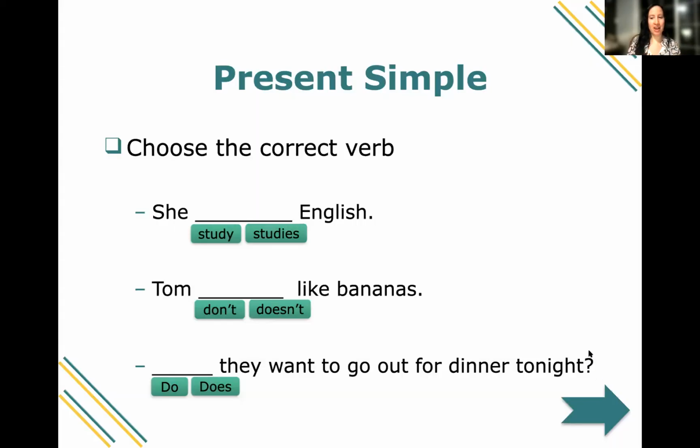Present simple. Come on. Choose the correct verb. She study English. She studies English. She studies English. Tom don't like bananas. Tom doesn't like bananas. Tom doesn't like bananas. Well, I do. Do they want to go out for dinner tonight? Or does they want to go out for dinner tonight? Do you? Does you? Do they? How'd you do?